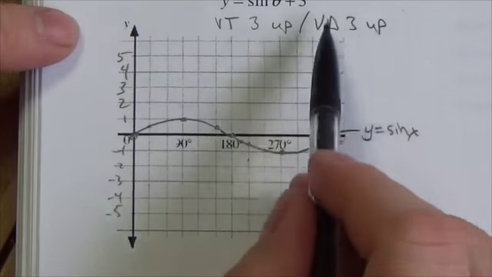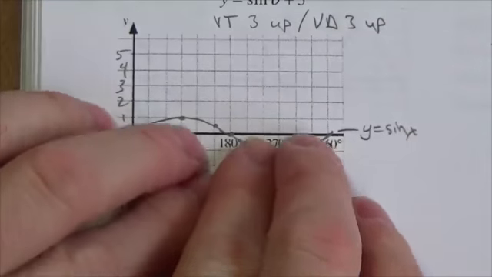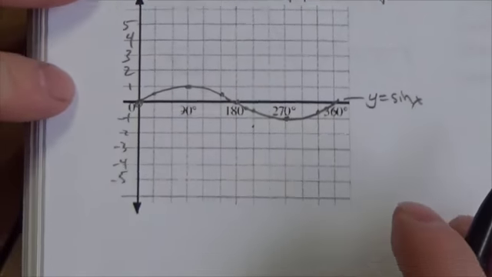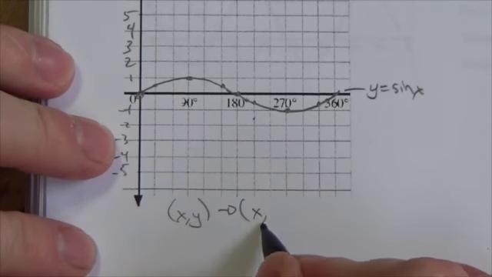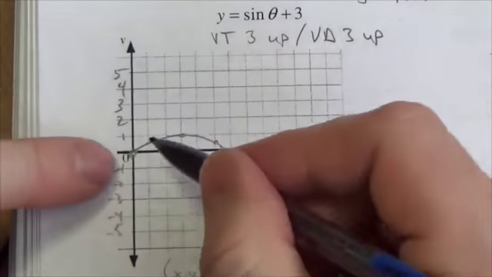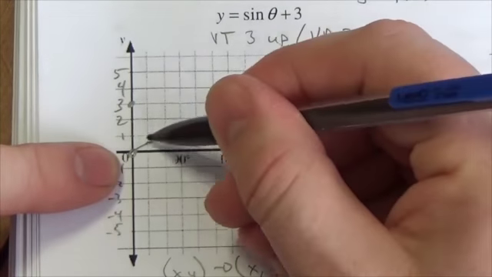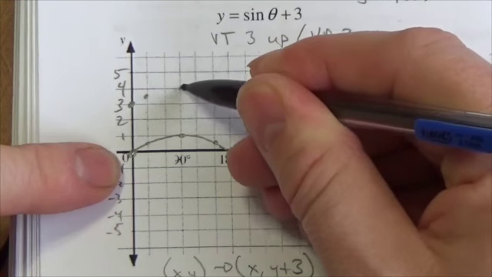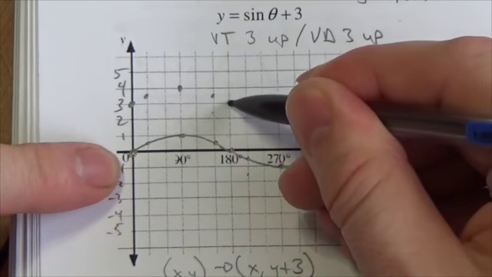Now, when we translate this thing 3 up, we are moving all of these points 3 up. That's all we're doing. But it's the y coordinate. In fact, we might even want to think about this in terms of our mapping. This is going to be x comma y becomes x comma y plus 3. This is moving 3 up. So now, this point here moves up 3, 1, 2, 3. This half point moves up 3. This maximum point moves up 3. And then back to 0, up 3.